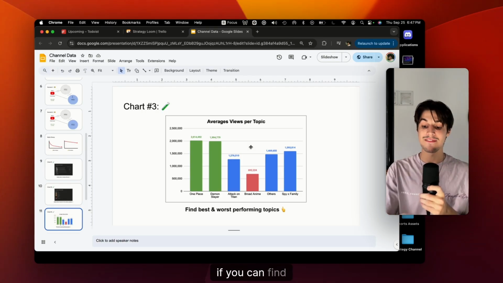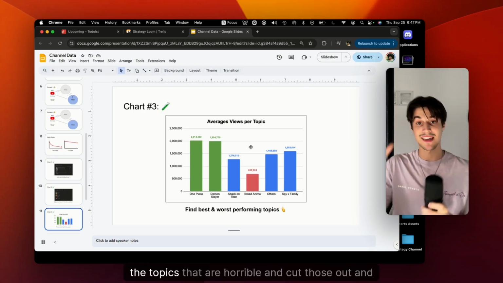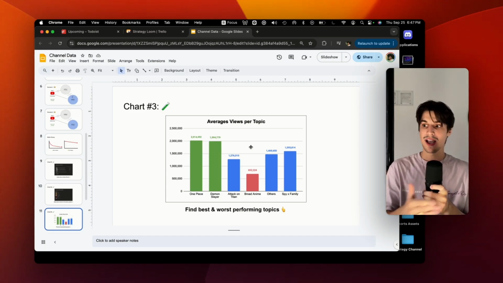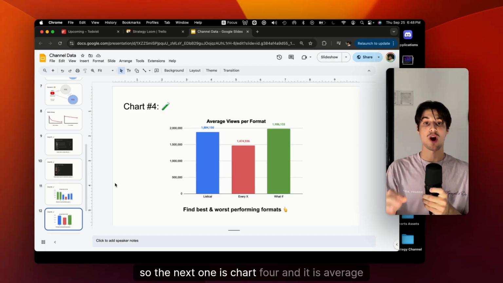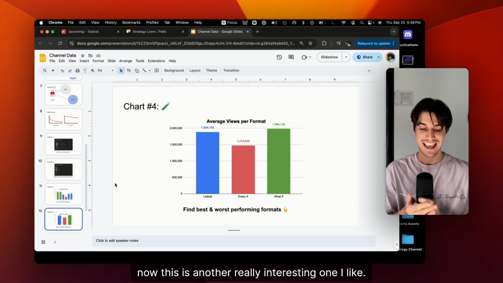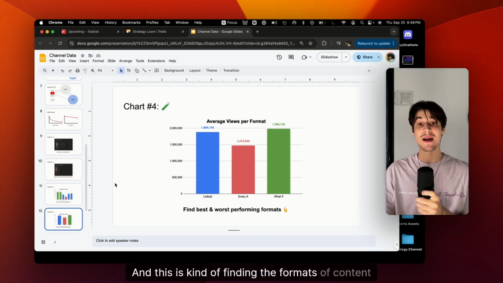But like I said, if you can find the topics that are horrible and cut those out and then really hyper focus on the ones that do really well, you can improve your views on your channel. So the next one is chart 4, and it is average views per format. Now this is another really interesting one I like. And this is kind of finding the formats of content you do.